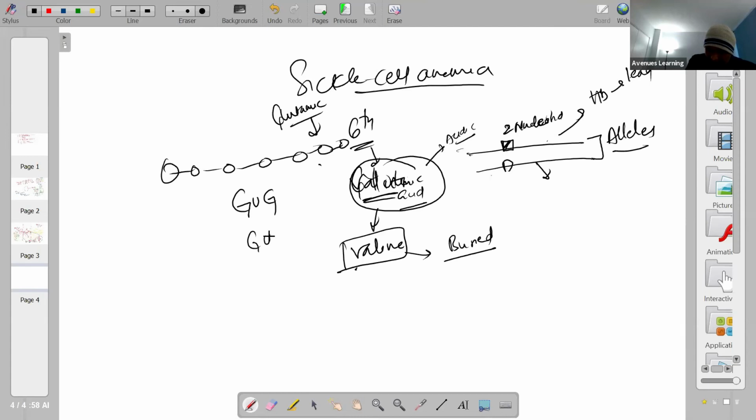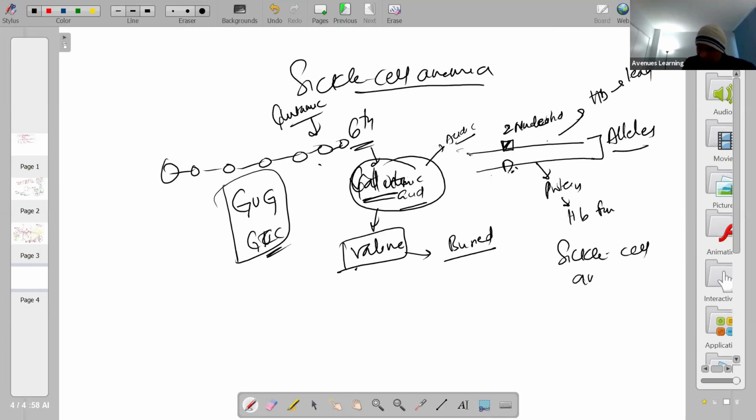I think it becomes GCC or something. Okay, so just one or two nucleotide differences will actually change the amino acid. The entire protein structure changes and the entire hemoglobin function changes. So people with this gene copy will end up with sickle cell anemia.